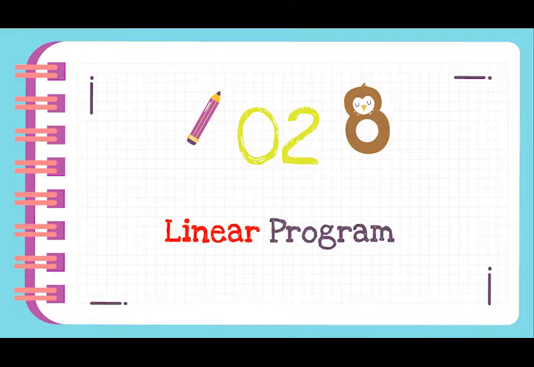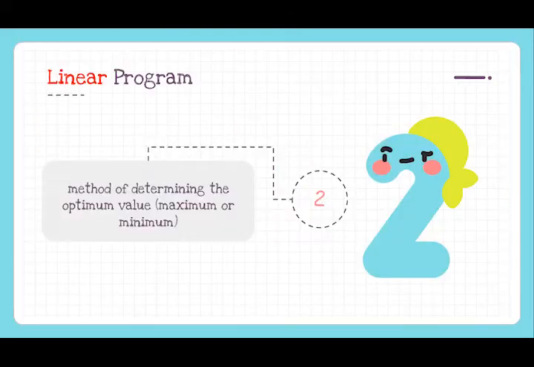Next is linear program and research method, which will be presented by Ayu Septiani. Okay, here I will continue the second discussion, namely linear program. Linear program is a method of determining the optimum value, maximum or minimum. So, linear program is a method for determining the optimal, maximum or minimum value of a linear problem, which is generated from the values in a set of solutions for a linear problem.